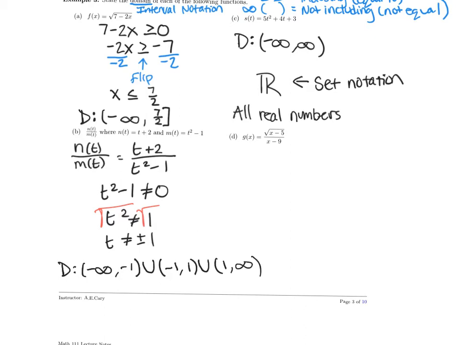So these symbols right here mean or. So what I'm saying is my t value can be in this interval, or in this one, or in this one. So that's kind of how I would read that.